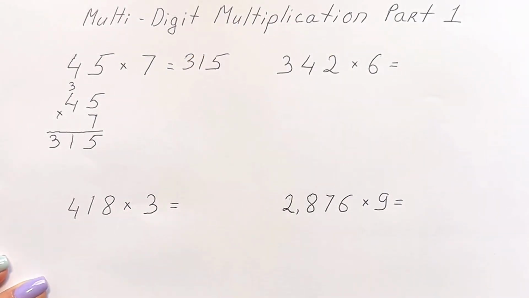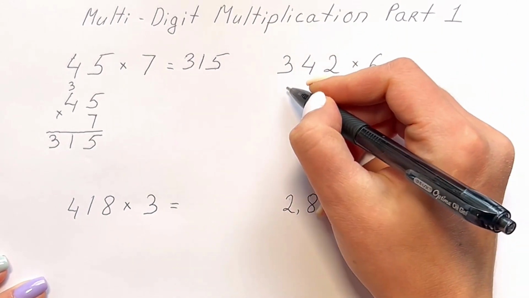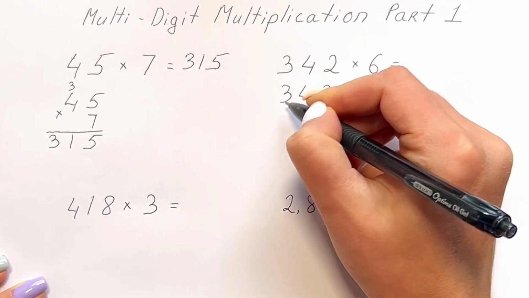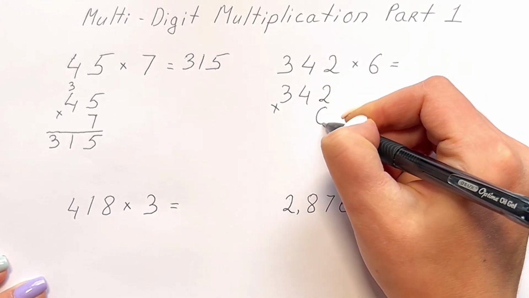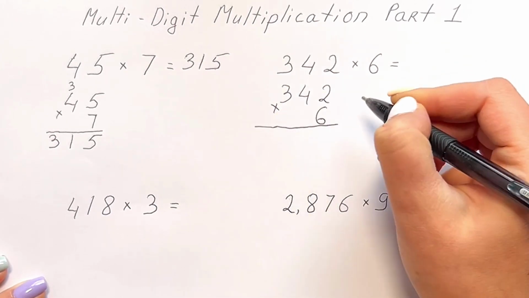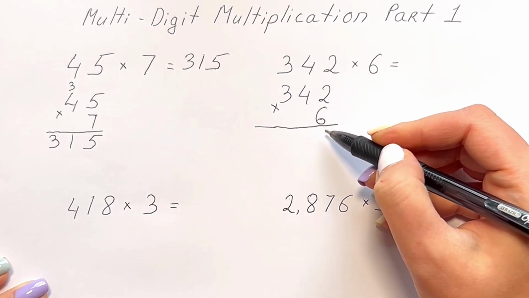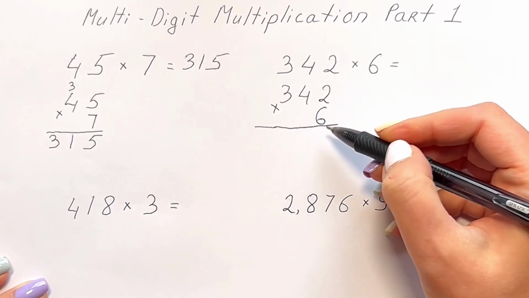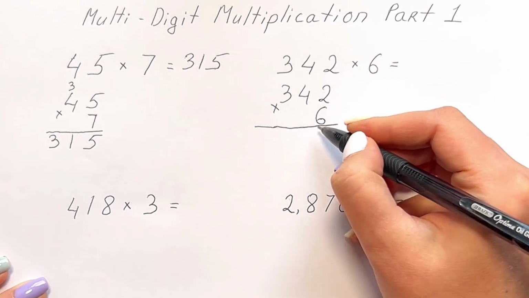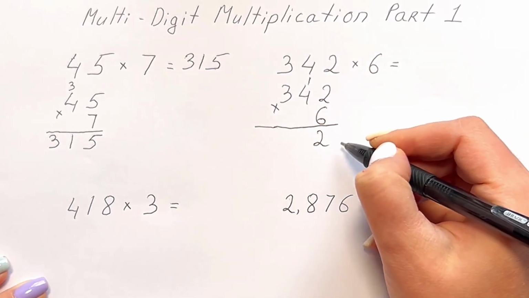Let's do another example. 342 times 6. Let's line up them by number places. Again, the same way, we will multiply 6 by 2, then we will multiply 6 by 4, and then we will multiply 6 by 3. 6 times 2 is 12. We will put the 2 and carry the 1.